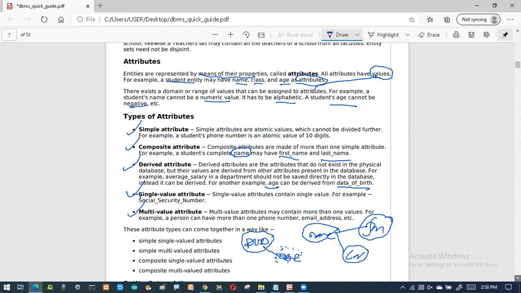Now, if you use your Android mobile also, it will ask you whether the number belongs to home or office or your personal or anybody's. Like this, I can add multiple phone numbers to a single entity of that particular person. Like that, I can have more than one phone number and email address. In that case, we call that attribute a multi-valued attribute.